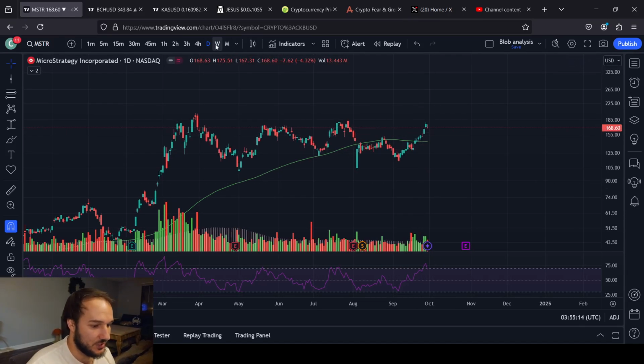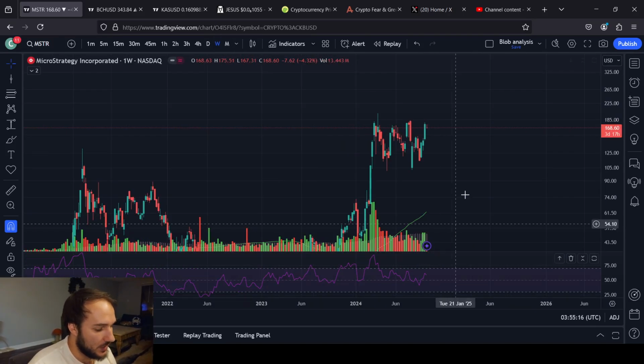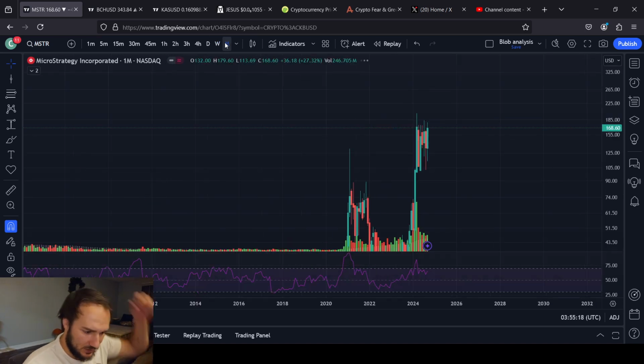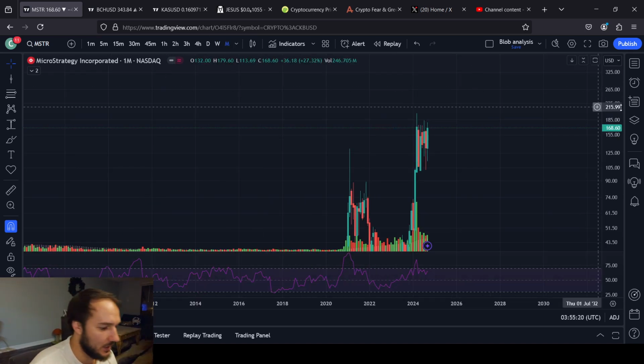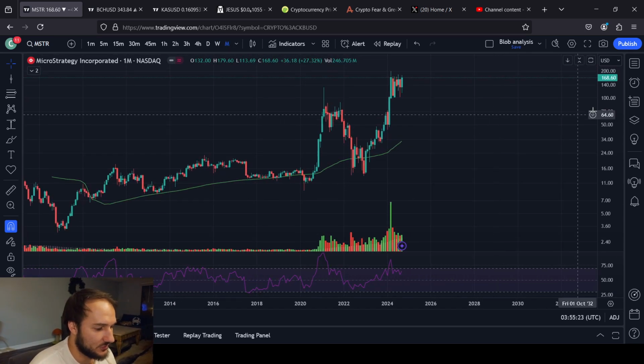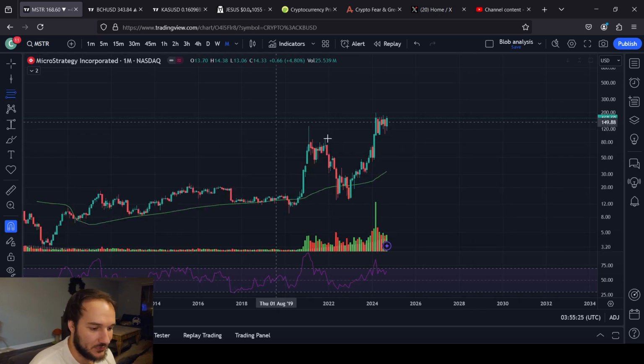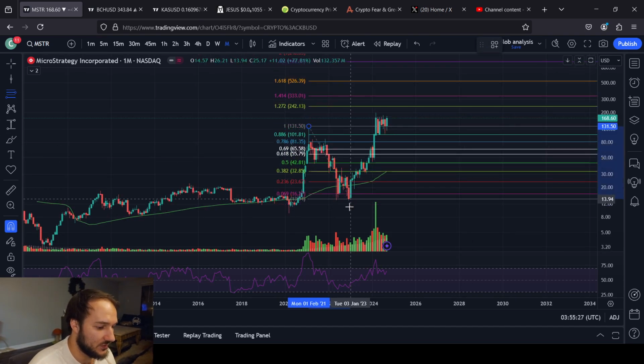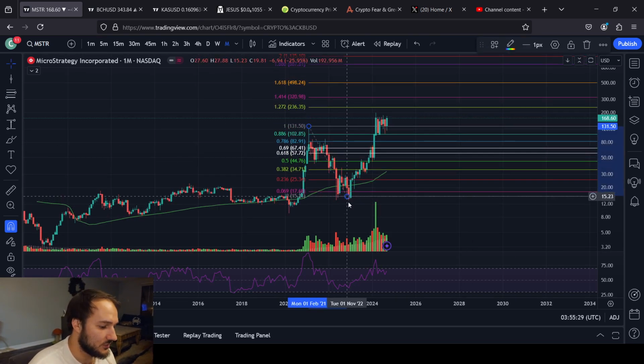Daily RSI looks bullish as hell. Weekly RSI looks ready to go, man, so ready. And I wonder how the monthly looks too. Monthly's bullish as well. So yeah, the price action, everything about this thing just looks phenomenal, guys. I can't wait to see what happens with this next move up. It just looks so clean.